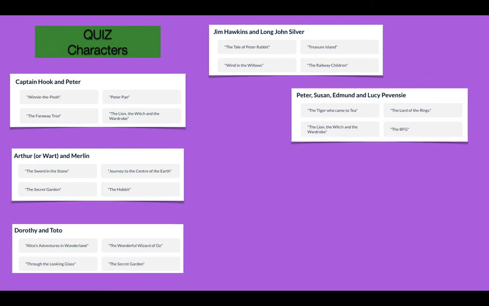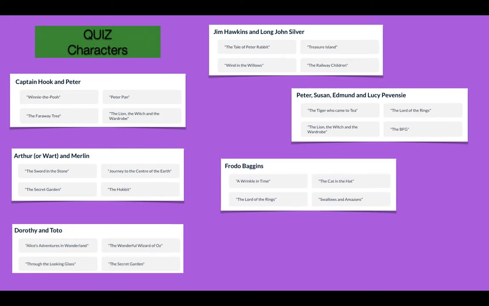Peter, Susan, Edmund, and Lucy are characters from which book? Number 1, The Tiger Who Came to Tea, or number 2, The Lord of the Rings, number 3, The Lion, the Witch and the Wardrobe, or number 4, the BFG.